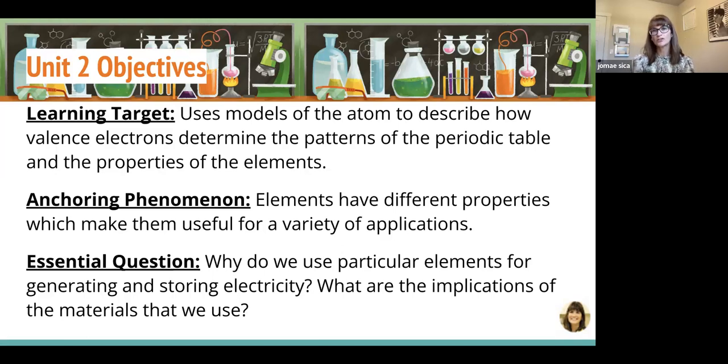It's been suggested to us by our NGSS reviewer that we eventually move towards merging units 2 and 3 together. So we thought energy would be a great bridge between what we learn about atoms and the periodic table in this unit 2 and nuclear chemistry in the next unit. That leads us to our central question, which is why do we use particular elements for generating and storing electricity? And what are the implications of those different materials that we use?